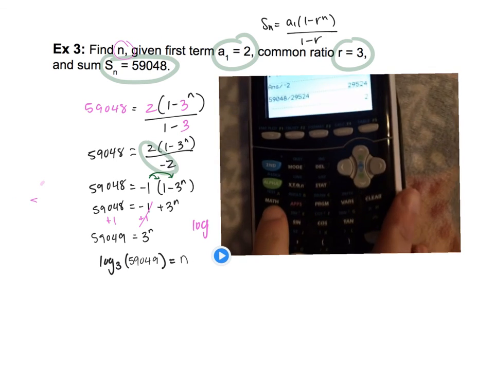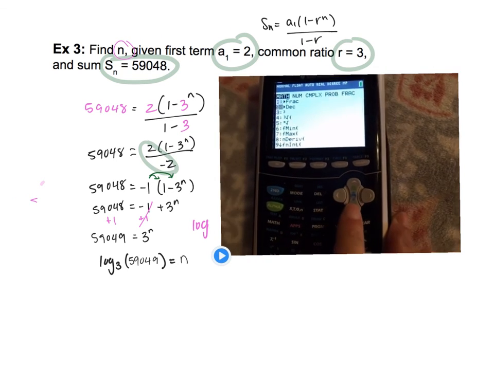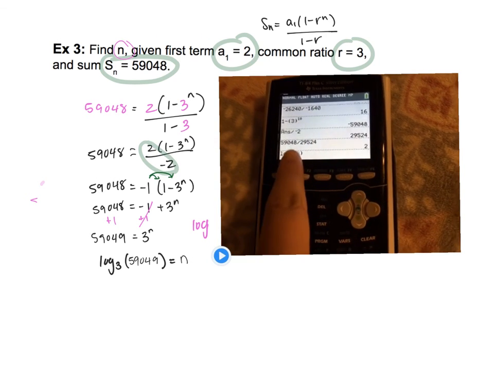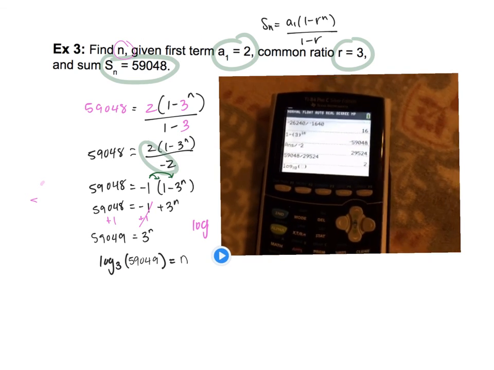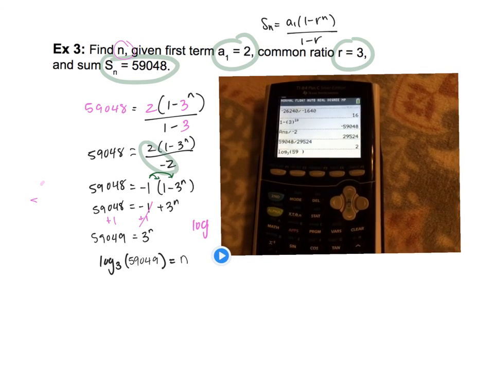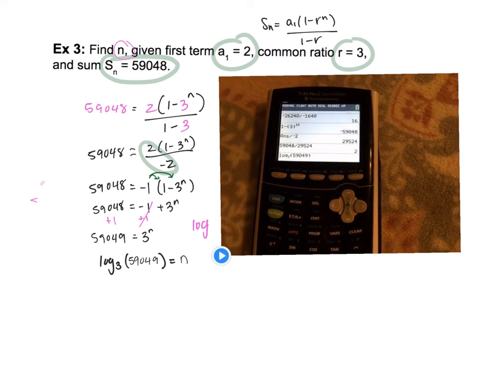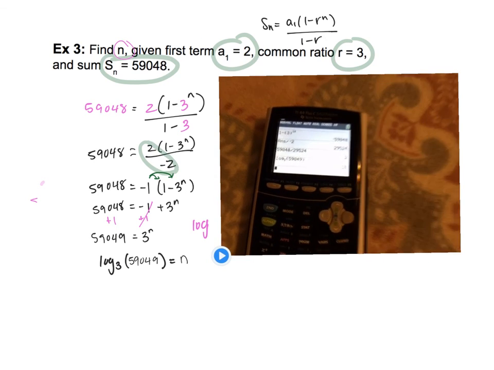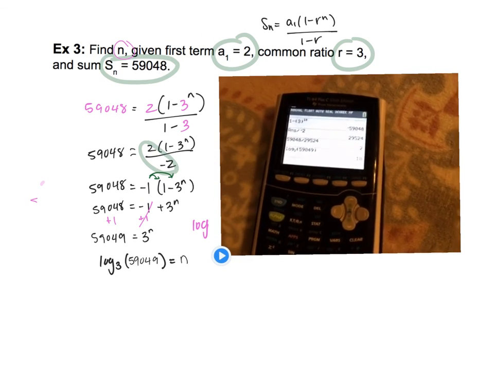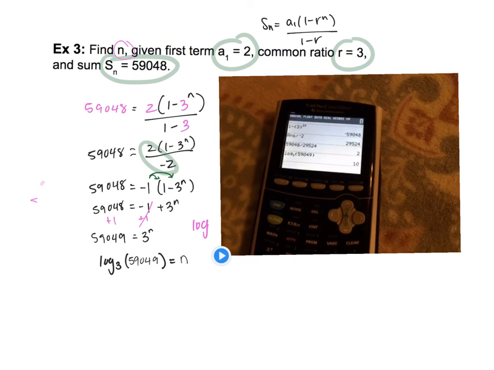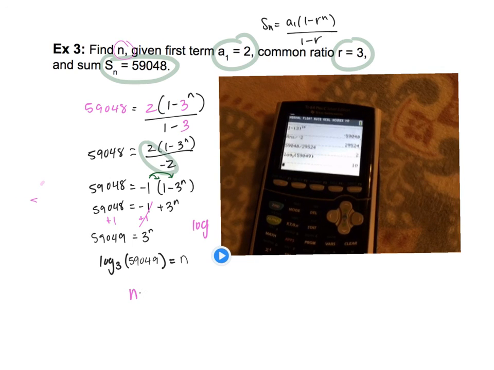Remember, if you want to use logs, you have to hit this button, math, and then you go to log base. It's right there. And notice now when I hit enter, I can put in my base, which is 3. And this is 59049. Type that in right. Let me double check. That looks good. I'm going to hit enter, and I get 10. So that means that n is equal to 10. So grab my pen, and it's 10. That means the number of terms to add up to get to this number here is 10 terms.